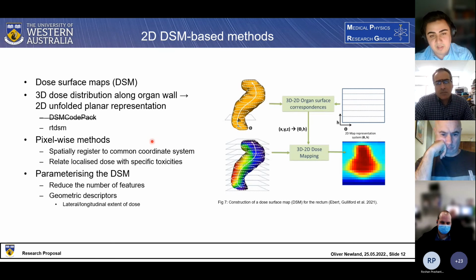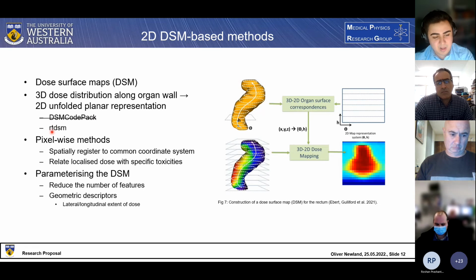So one of the spatial models I'll be using is dose surface maps. That's just the 3D dose distribution along an organ wall being unfolded into a 2D image. Initially, I was using the DSM code package, but I've been running into trouble using that one. So I'll go and have a look at this RT DSM package, which is by the same author, but seems slightly more recent.